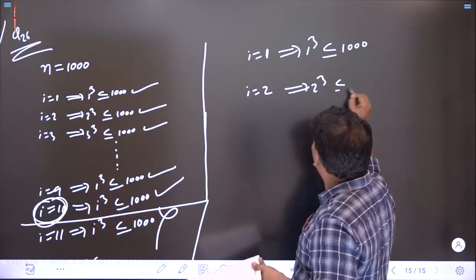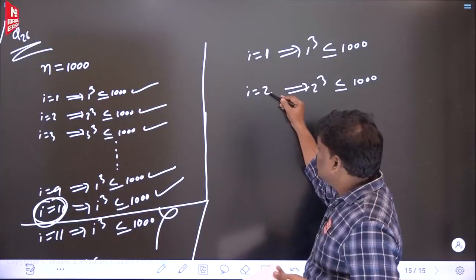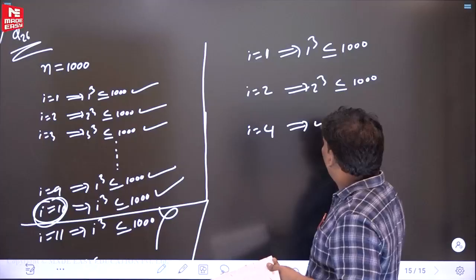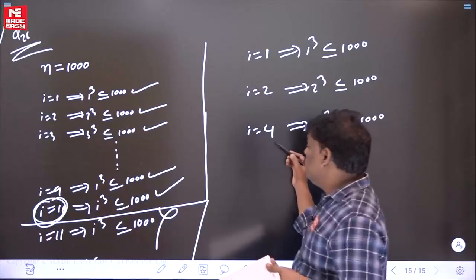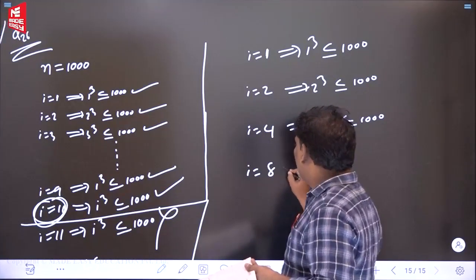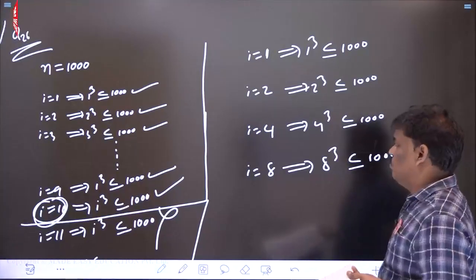2 cube less than or equal to 1000, that is also true. Go further. Next one, instead of doing plus 1, you do into 2. What is the answer? I is equal to 4, right? 4 cube less than or equal to 1000, that is also true, right? So instead of doing plus 1, do into 2. What is the answer? I is equal to 8. 8 cube less than or equal to 1000, that is also true, right?